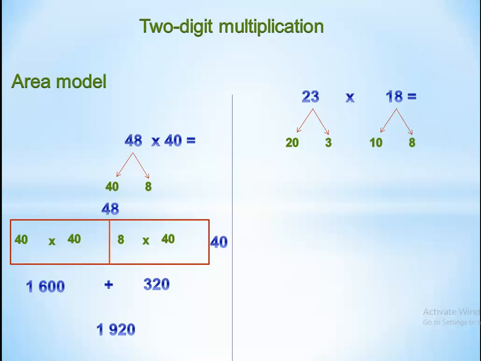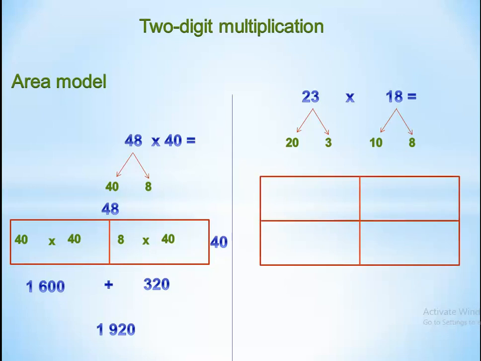And we will draw a rectangle. Okay, but here we have how many houses? Yes, here we have 1, 2, here we have 1, 2, so we must have a rectangle with 4 houses, right? With 4 houses like this. This is 20, and this is 3, this is 10, and this is 8.